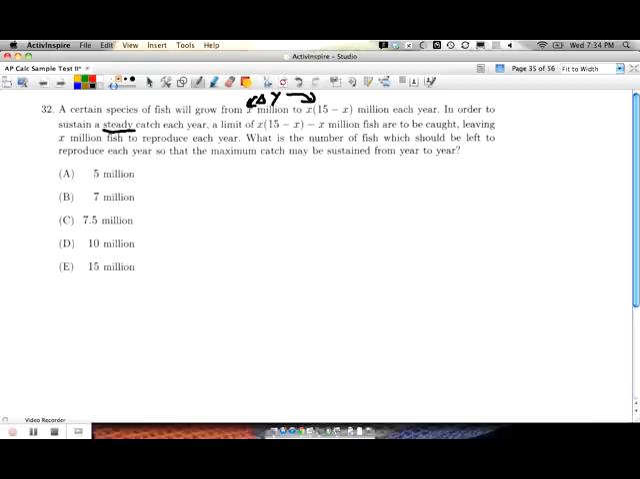And this is a long, wordy question, but it says that the catch each year, which is our function, is equal to this difference here, x times 15 minus x, and then minus x again. So what it's asking us to do is to maximize that catch. We want to have a maximum catch. So if our catch function, let's call it c of x, is this, how do we maximize that?